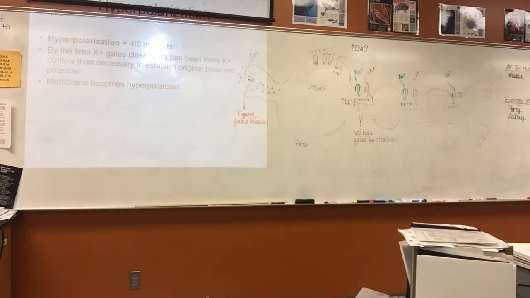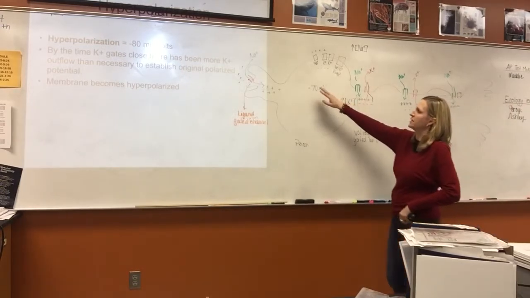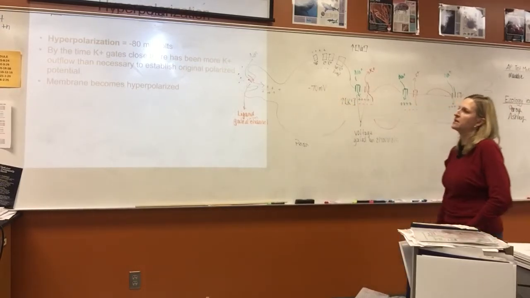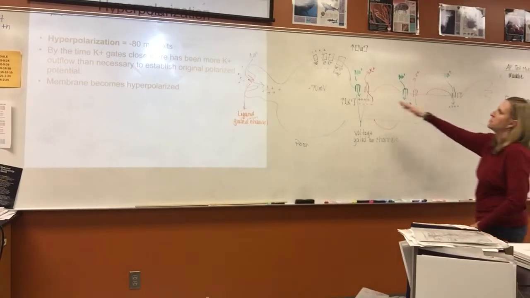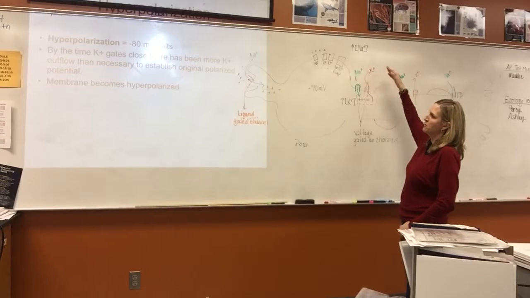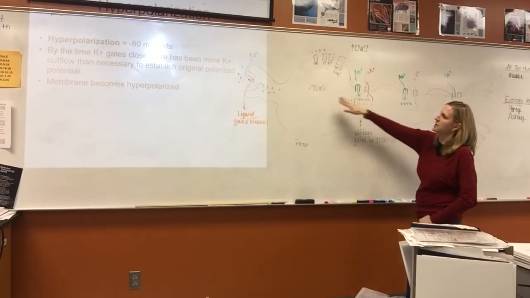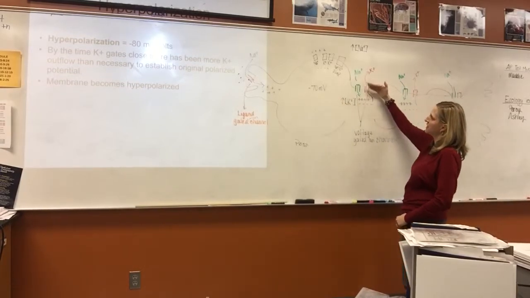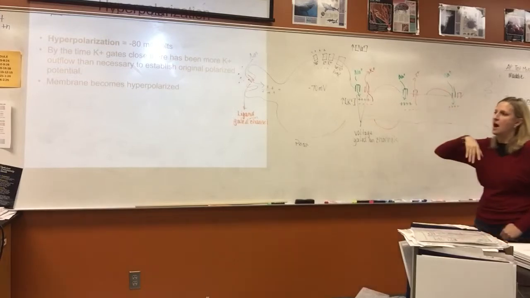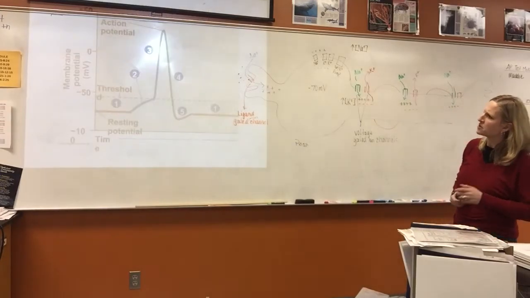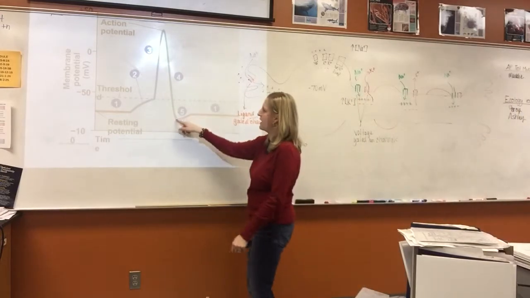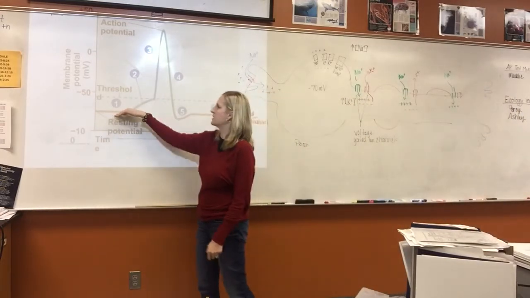By the time it's about negative 80 millivolts, which is a little bit more negative than the resting potential here, by the time the potassium gates close, there's been more potassium outflow than necessary to reestablish the resting potential, so it's kind of slow to shut, and that's what we call hyperpolarized. Let me just show you here. This is this part of the graph here. So it goes, here's that resting potential.